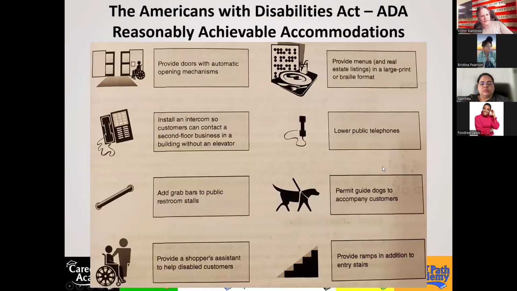So there we go. ADA reasonable, achievable accommodations. These are just some examples that I've already read off to you. It's just the picture examples: adding grab bars to public restroom stalls, making sure there's enough room for a wheelchair to turn around.